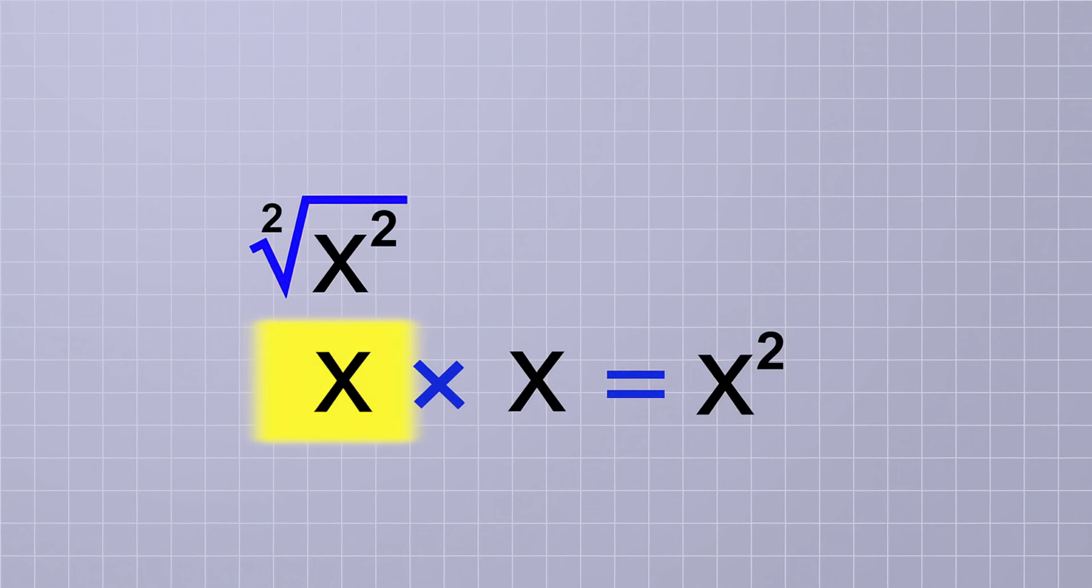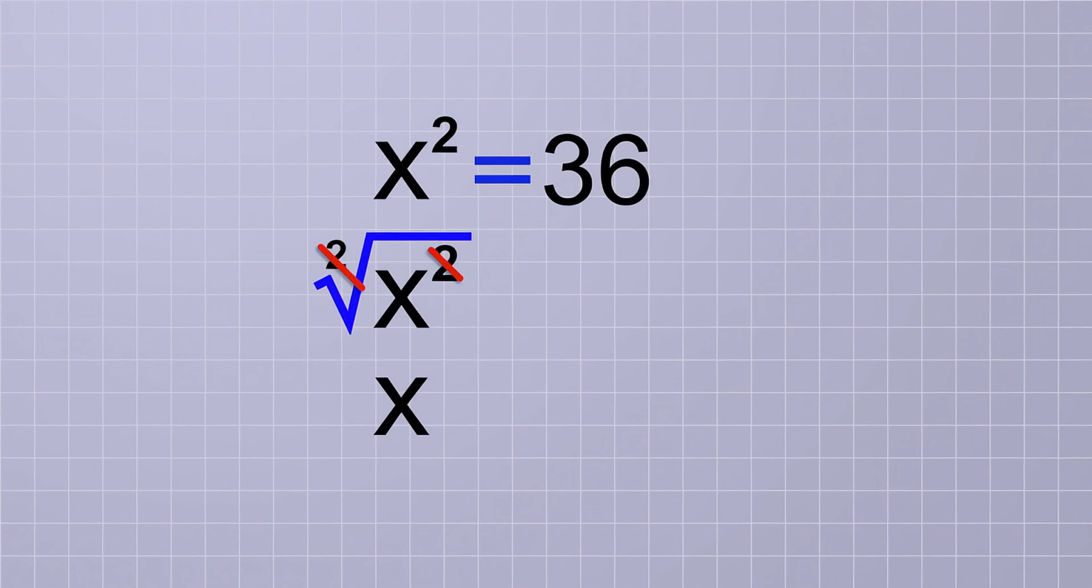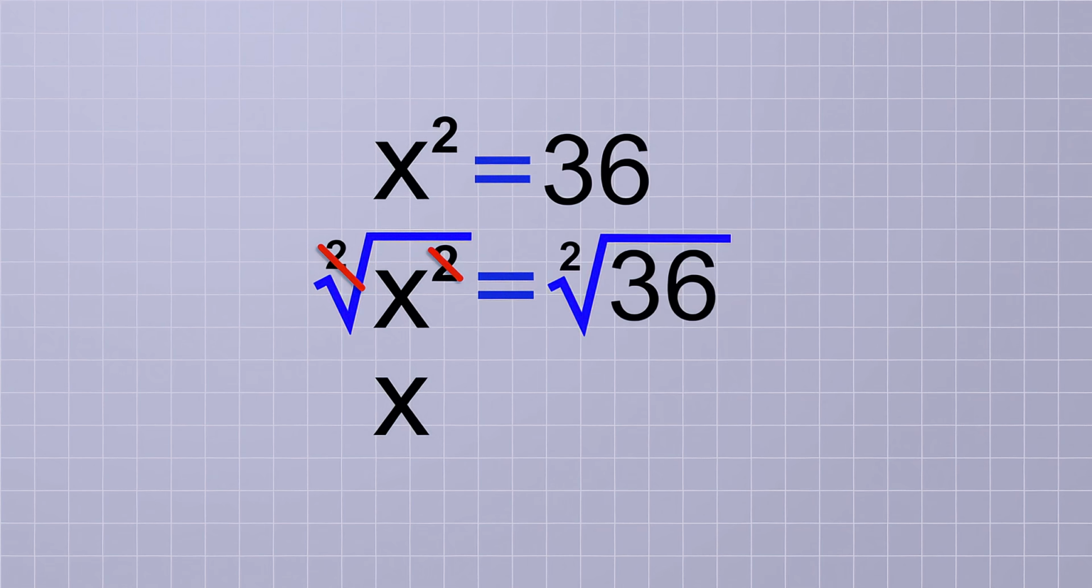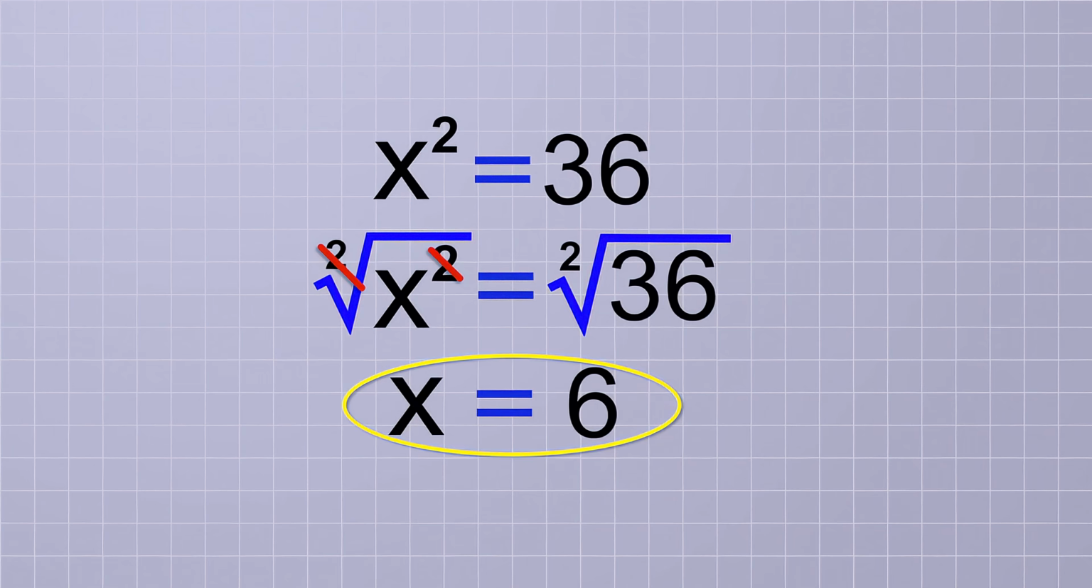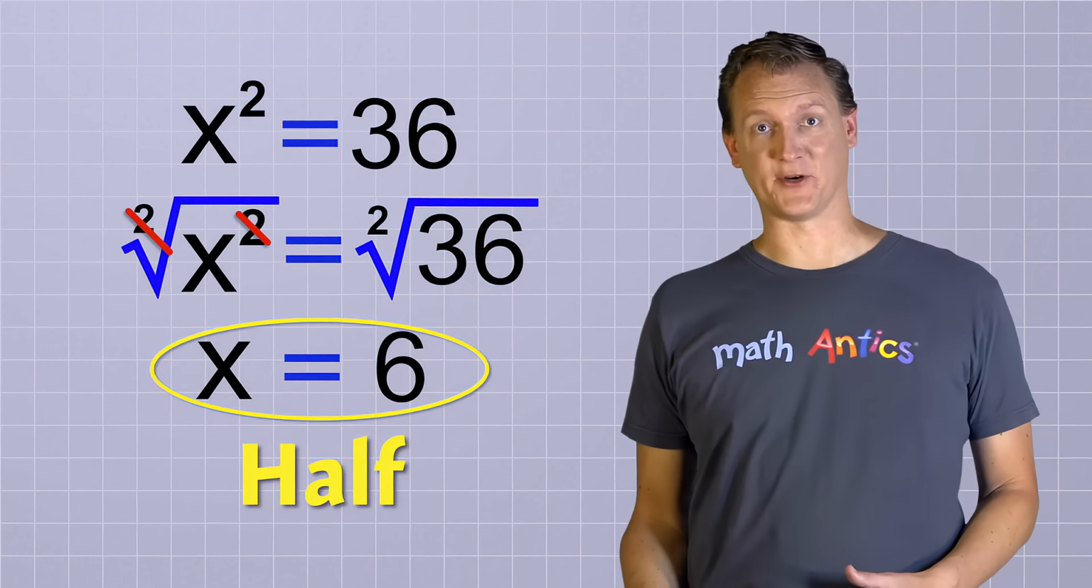So to solve this equation, we take the square root of both sides of the equation to keep things in balance. On the first side, the operations cancel out, leaving x all by itself. And on the other side, we have the square root of 36, which is 6. So the answer to this problem is x equals 6. Well, that's half of the answer anyway.